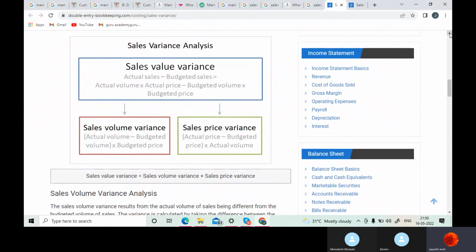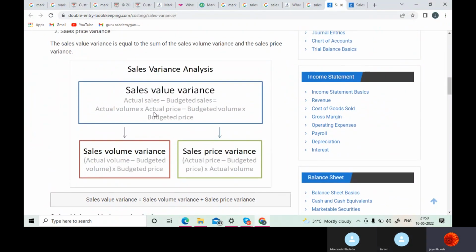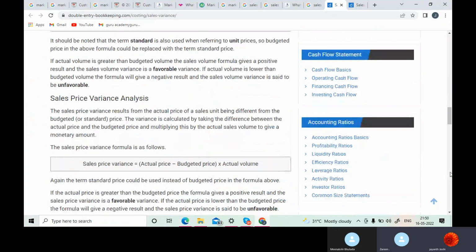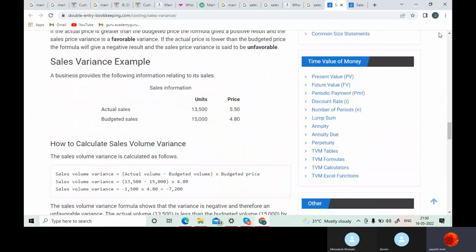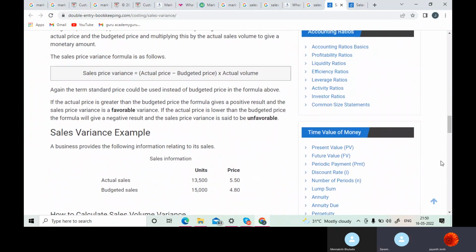Yeah. This is one more formula they're saying, actual sales. I have already explained all these things, no need to see this. This is the same directly. Do the same. So can you do the question? Yeah. Do this.